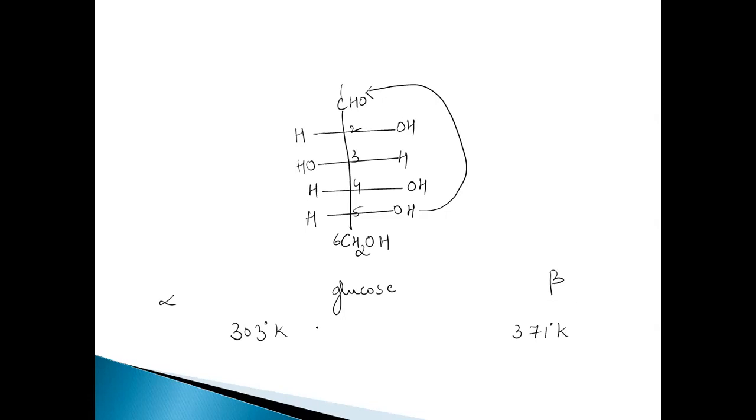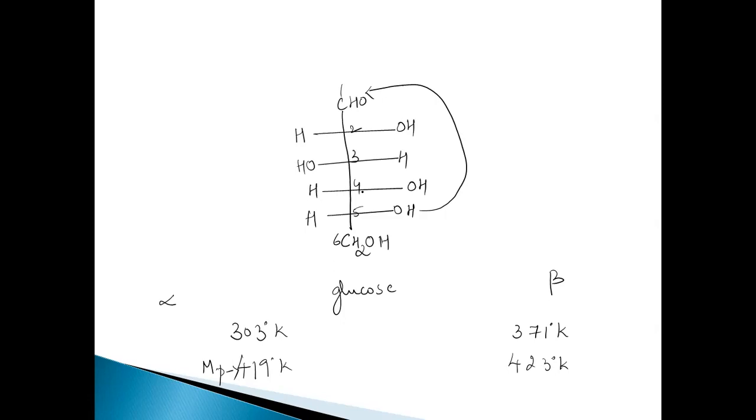And the melting points of the alpha form and beta form are different. The melting point of this is 419 and this is 423. So glucose has been found experimentally to exist in two forms, alpha and beta, both obtained by crystallization at different temperatures, and the melting points of alpha glucose and beta glucose are also different, 419 Kelvin and 423 Kelvin.